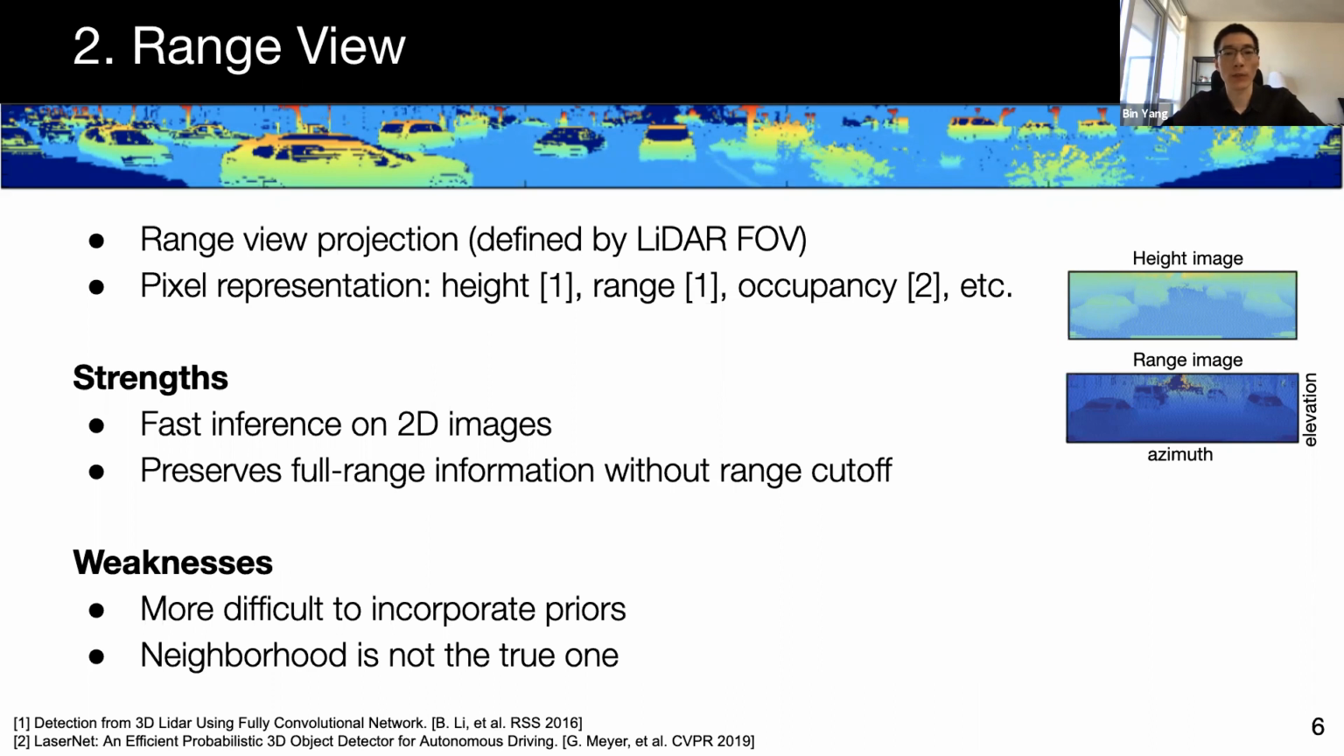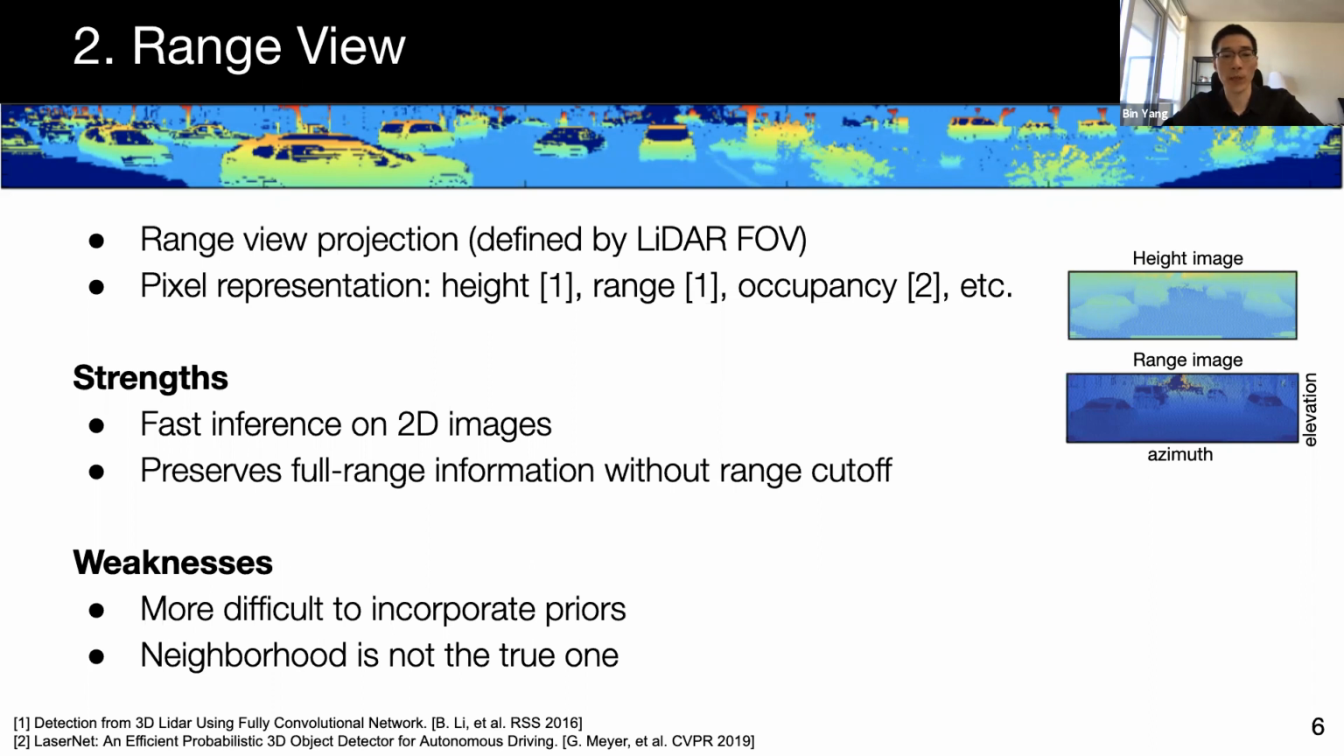While 3D voxels are very sparse, the 2D range view projection is a much denser and more compact representation of LiDAR point clouds. This projection works by mapping laser beams in horizontal and vertical directions to a 2D image plane defined by the LiDAR field of view in azimuth and elevation angles. The resolutions in azimuth and elevation are usually set according to the LiDAR specification. In other words, one can understand the 2D range view projection as a panorama image for LiDAR. Commonly used pixel representations are point height, range, and occupancy.